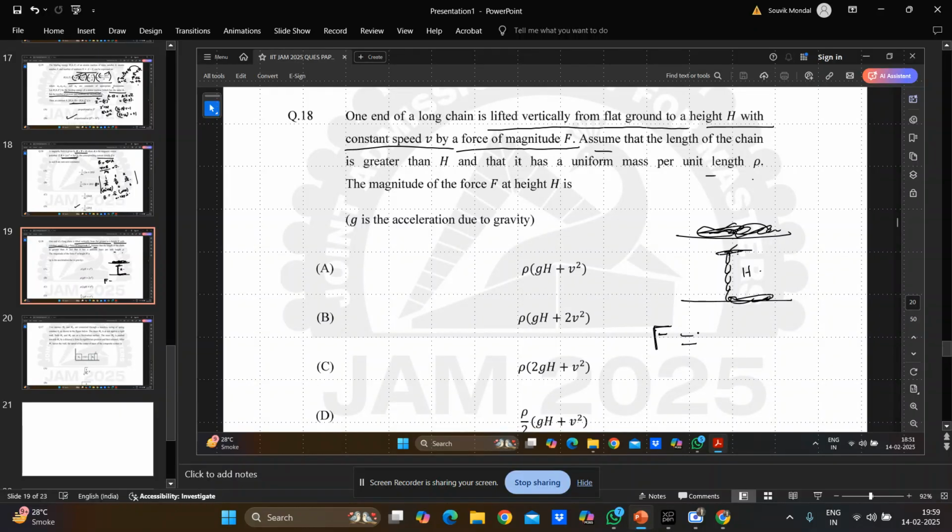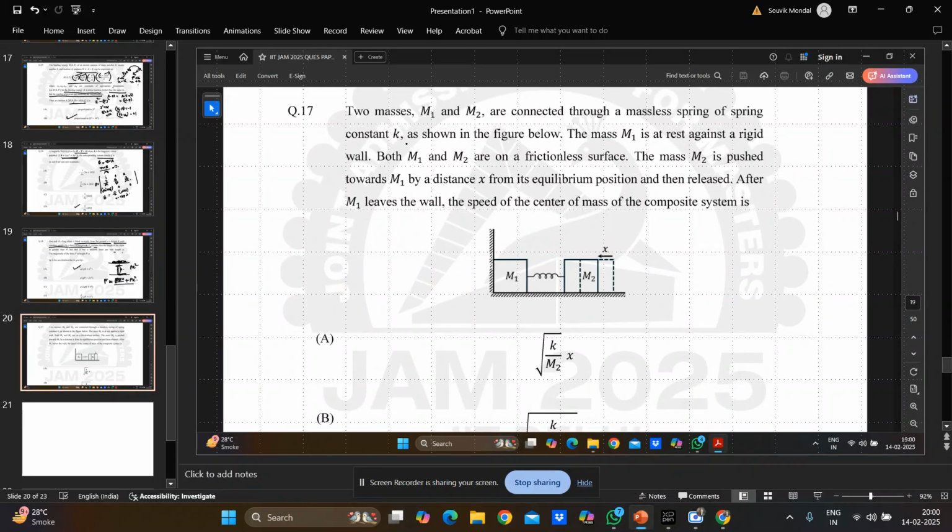The decrease in potential energy per unit mass is mgh divided by the displacement. The total mass is not m, so it is the mass contained over this length, and it will give you simply rho g h plus the thrust force, that is rho v square. This is called the thrust force because of the velocity it gained. So this will be the correct option for this question.